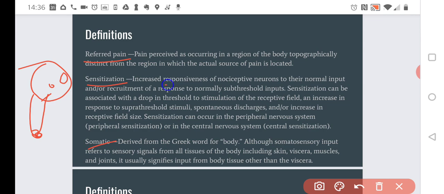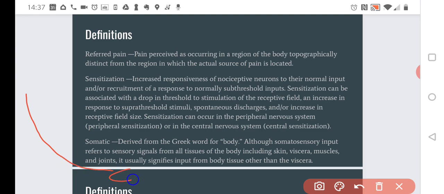Sensitization is increased responsiveness of nociceptive neurons to their normal input. So we have neurons that are responsive to noxious stimuli. So they are responsive to pain. When they fire, when they produce the action potential, the information gets to the central nervous system. If not modulated, it will lead us, to our mind, to feel that some part of our body is painful.